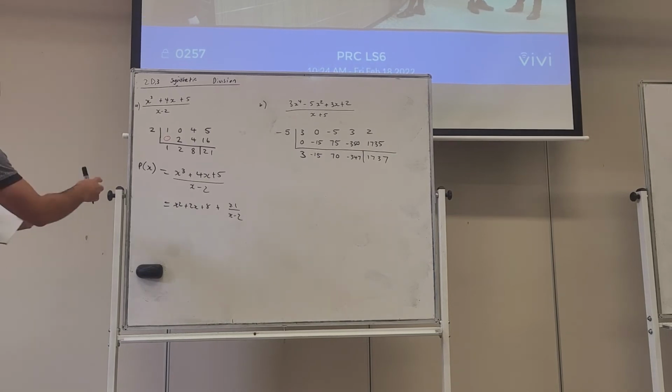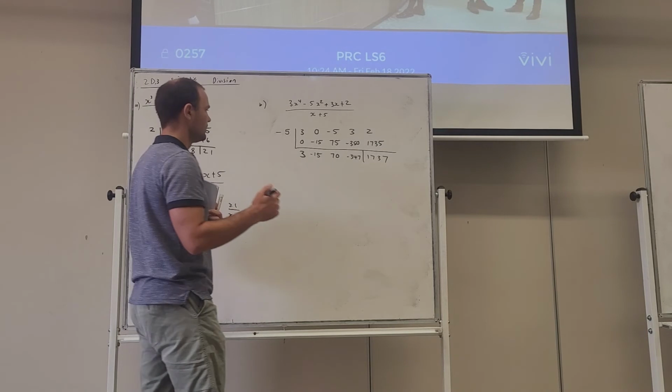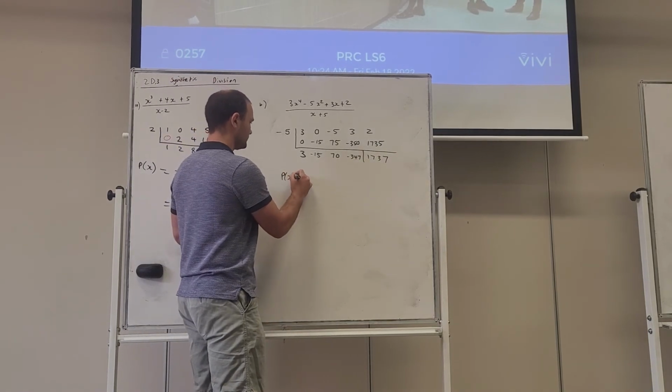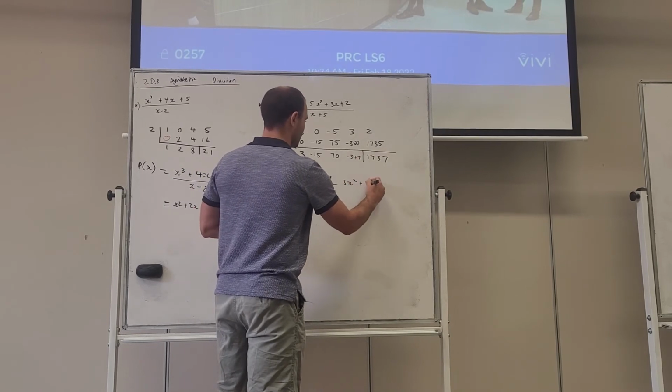Okay, so let's express the polynomial. Let's write it out as we had it. How does the question ask? Perform the following divisions. So that's fine. Let's state what the polynomial was. It was 3x to the 4, take 5x squared plus 3x plus 2.